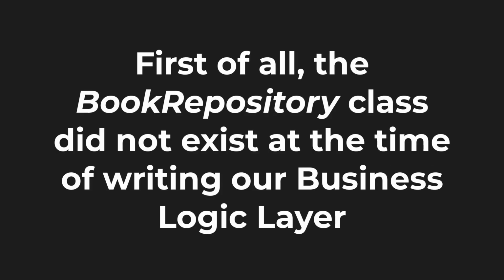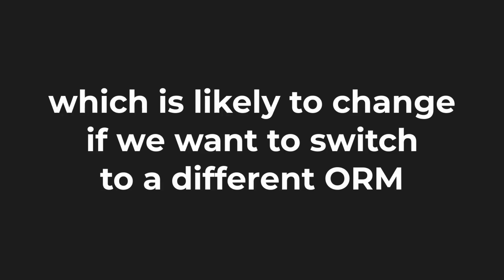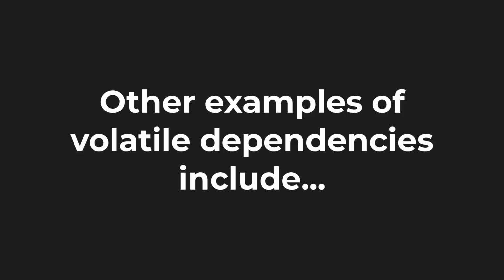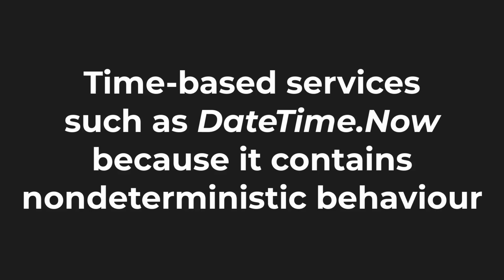First of all, the BookRepository class did not exist at the time of writing our business logic layer. And second, BookRepository used Entity Framework Core for its data access logic, which is likely to change if we want to switch to a different ORM. Other examples of volatile dependencies include classes included in the .NET base class library for file input-output such as FileStream, web services, and time-based services such as DateTime.Now because it contains non-deterministic behavior.